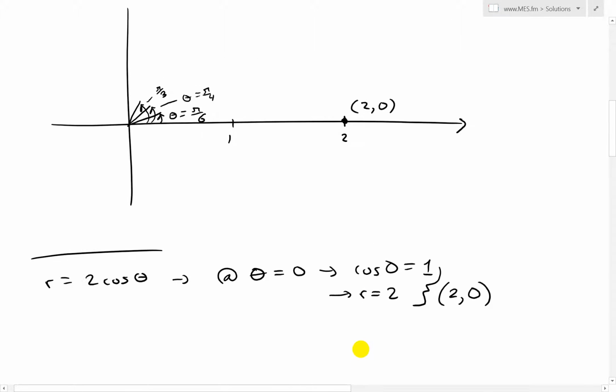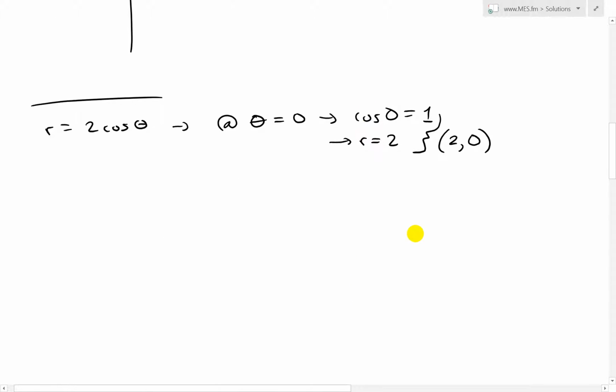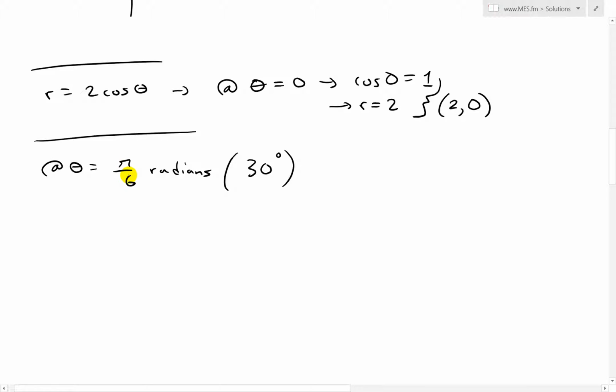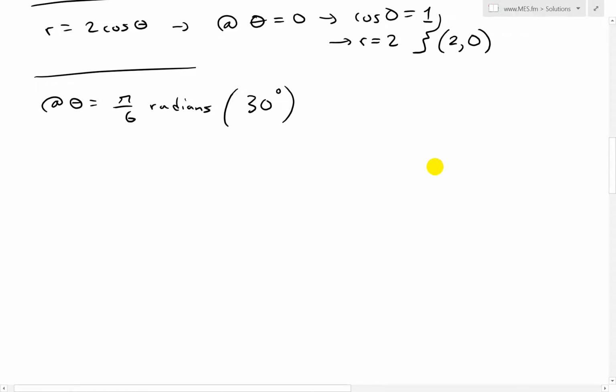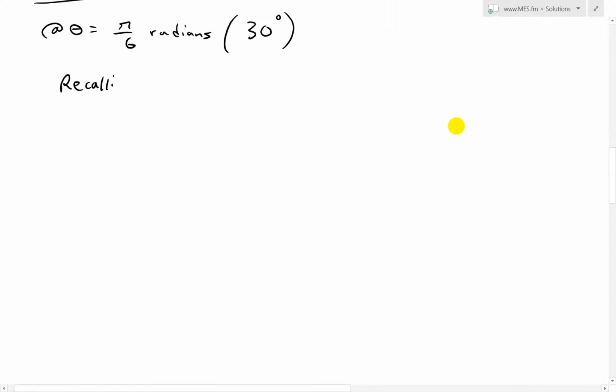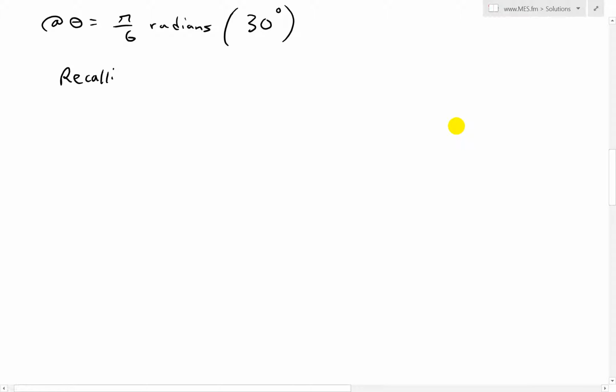So now let's look at the first one, theta equal to pi over 6 radians. I'll be dealing in radians, but this corresponds to 30 degrees here. Remember, if you add this up, 3 pi over 6 is just pi over 2, in other words 90 degrees. And recall the easy way to memorize this; I put a link in the description below on how to do this.